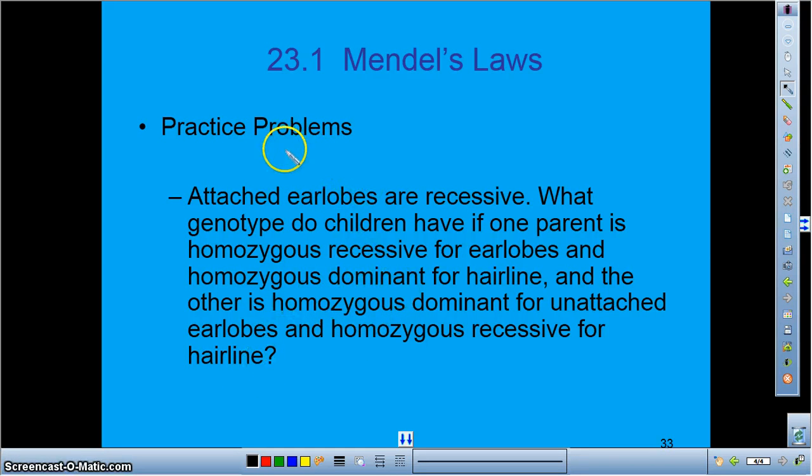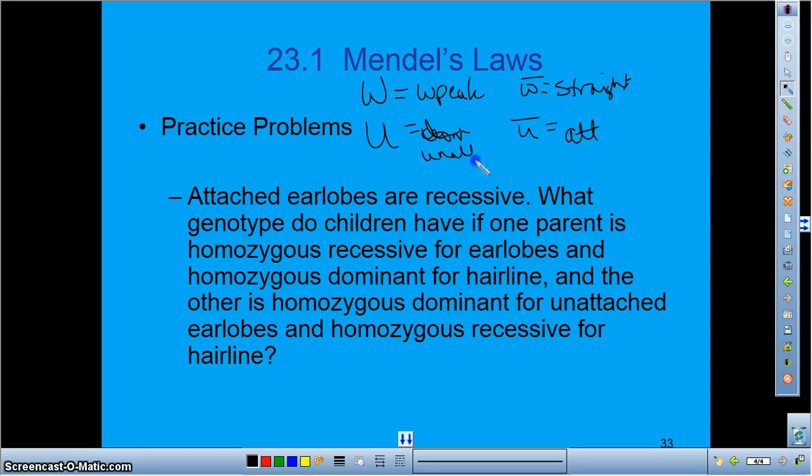All right, so we already know that widow's peak is dominant, so we're going to use a big W for widow's peak and little w for straight. Okay, here's the other one. Attached earlobes are recessive, so unattached earlobes are dominant. Whoops, I should say unattached. I think they're going to use E's, but we're going to use U's for this. Okay, so go ahead and pause the video and figure out if your earlobes are attached or unattached.